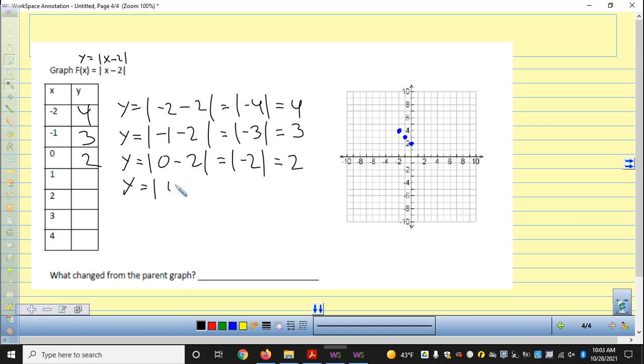Y equals the absolute value of 1 minus 2, which is absolute value of negative 1, which is 1. Y equals the absolute value of 2 minus 2, which is 0. We'll get a point at 2, 0. Plotted that there. Y equals the absolute value of 3 minus 2. 3 minus 2 is 1. Absolute value of 1 is 1.